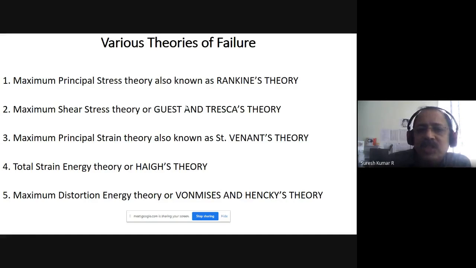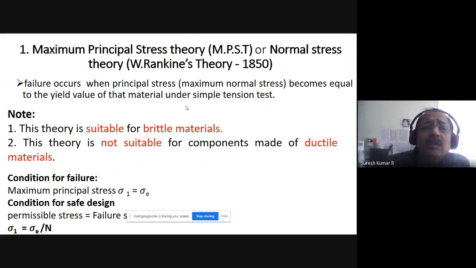Maximum principal stress theory or Rankine's theory, maximum shear stress theory or Guest's theory or Tresca's theory, maximum principal strain theory or Saint Venant's theory, total strain energy theory or Haigh's theory, and maximum distortion energy theory or von Mises and Hencky's theory. Now, let me take you through each one of them.